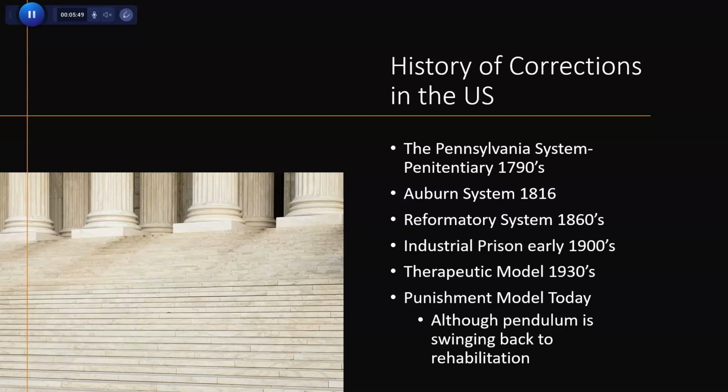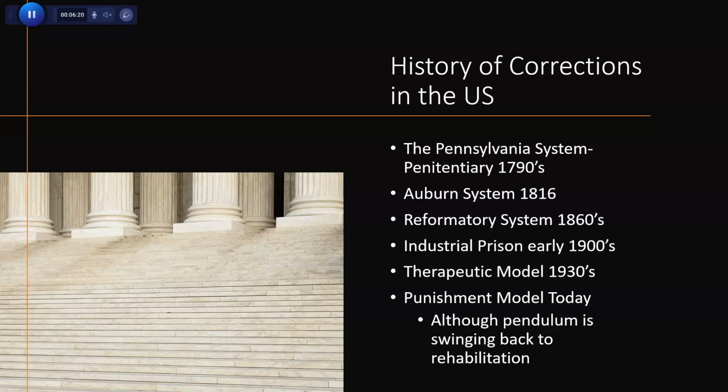So the concept of a penitentiary was quiet reflection, and the goal was that people would realize how bad they are and change their ways. Probably wasn't all that successful because a bunch of people went crazy. The reform system is kind of more like a reform school type of concept. So these people were sent to a school type of program in order to be rehabilitated.